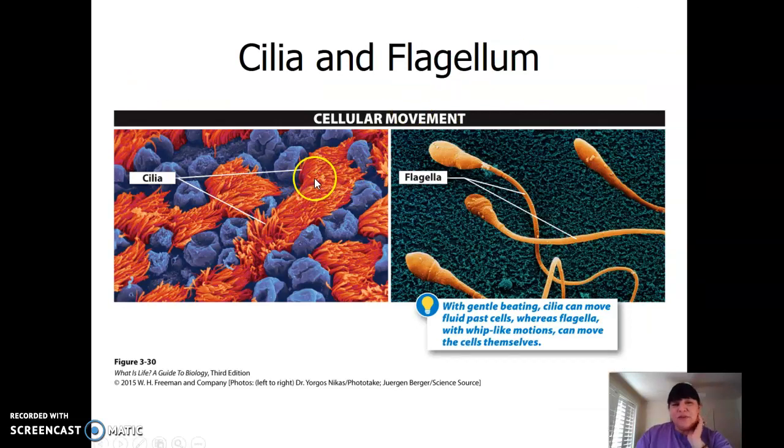Some cells have little extensions off their cell membranes called cilia that help move things on the outside of the cell. In humans, the only cells that have this long whip-like structure are sperm cells. So these little whip-like structures are going to help the cell move around.